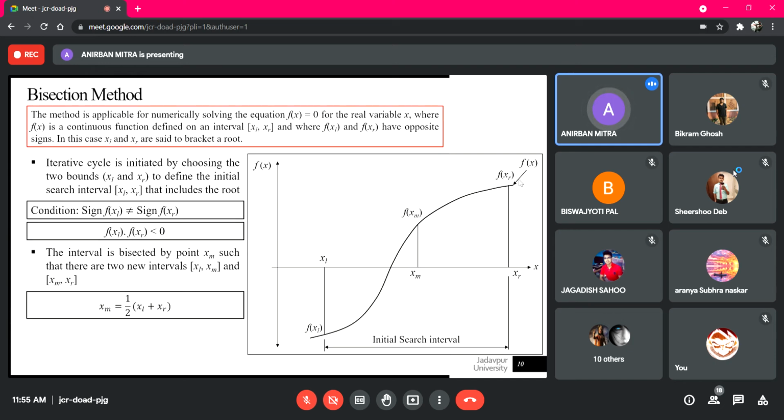For example, in this graphical scenario, you can see that the root is clearly situated in the interval xl to xm. You can also mathematically guarantee this if you multiply f of xl with f of xm and see that the product comes out to be negative, less than 0. So what do we do with the other interval? It's not any use to us, so you can discard that interval, and continue with this new interval, xl to xm.